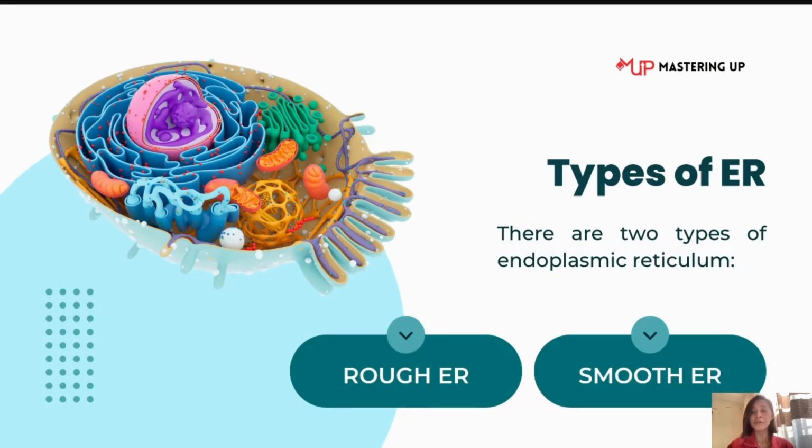Again, here are the two types of endoplasmic reticulum, or ER: rough ER and smooth ER.